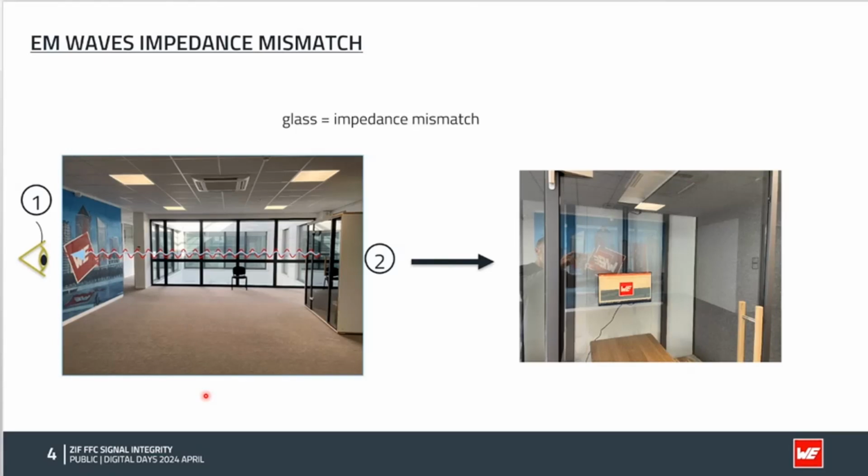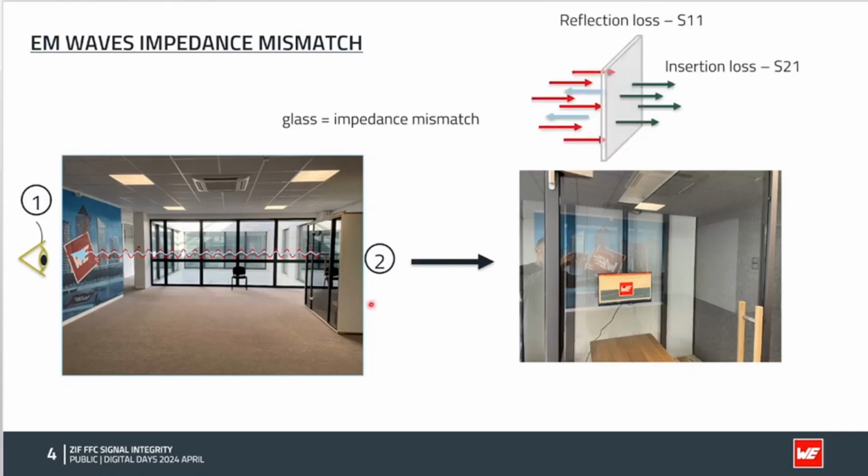This is because you have an impedance change. This is called an impedance mismatch. This is the characteristic impedance. And so, imagine now you are in the box.